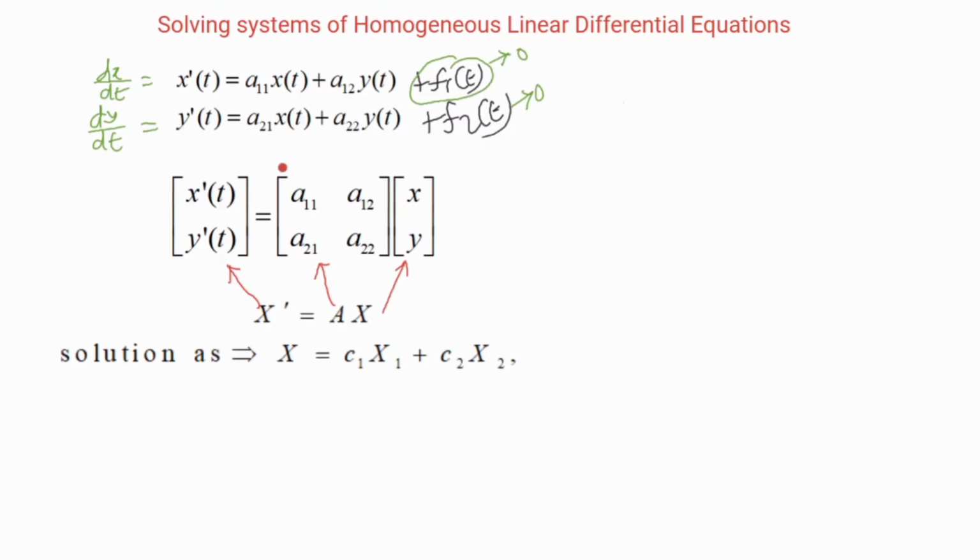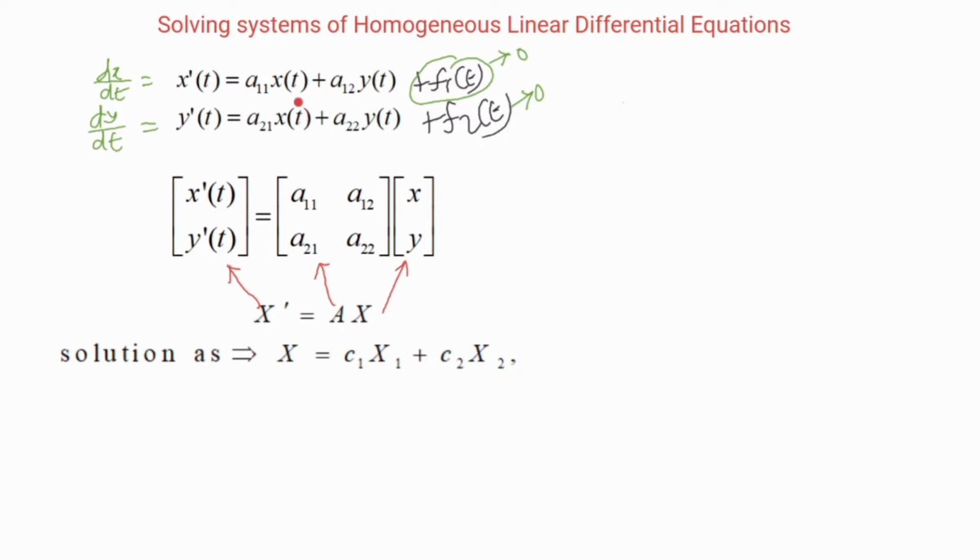In this video lecture, we will discuss how to solve a system of homogeneous linear differential equations using the eigenvalues and eigenvectors method. So let us consider a system of homogeneous linear differential equations: dx/dt equals a11 x plus a12 y, dy/dt equals a21 x plus a22 y. Here x and y both are dependent variables and t is the independent variable.